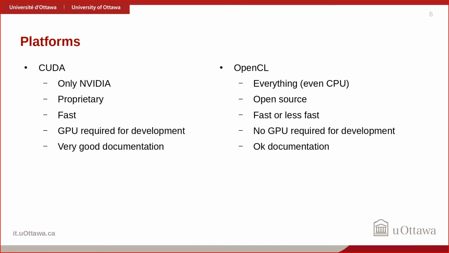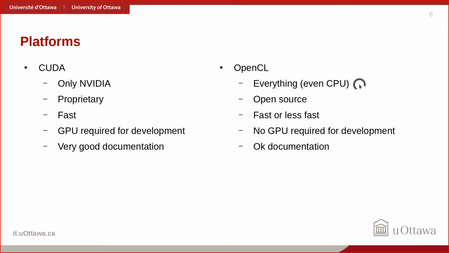And then there are different platforms. One of the most popular ones is CUDA. You may also have heard of OpenCL. Both are programming languages that can be used for GPU programming. There are a few major differences. CUDA is only available for NVIDIA cards. So if you have an AMD video card or an Intel video card, then you will not be able to use CUDA. However, OpenCL runs on everything.